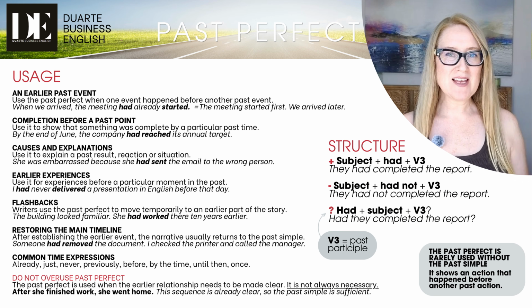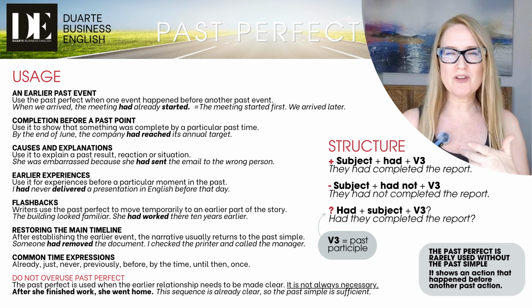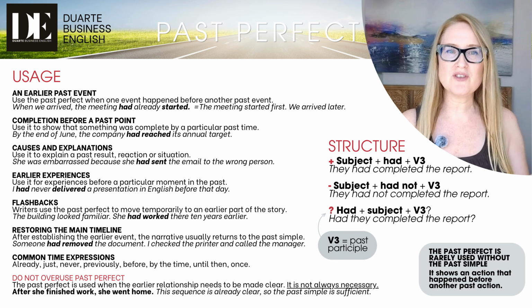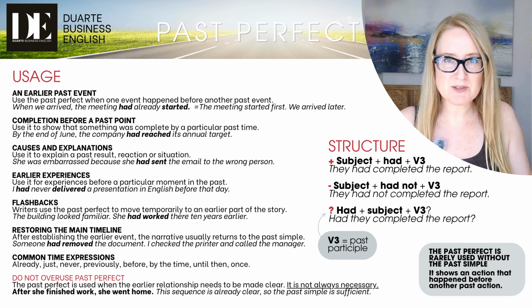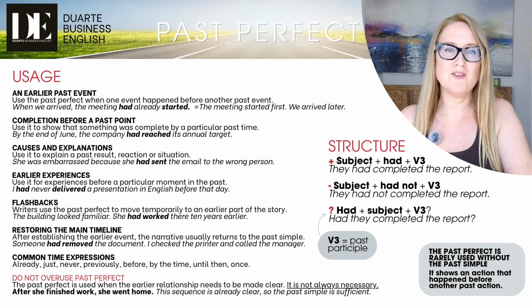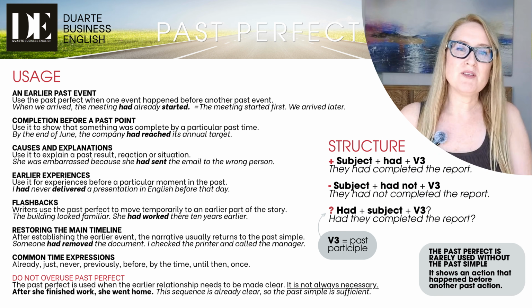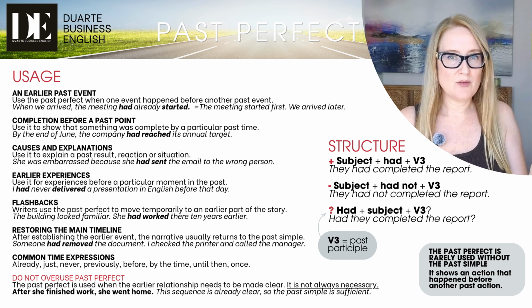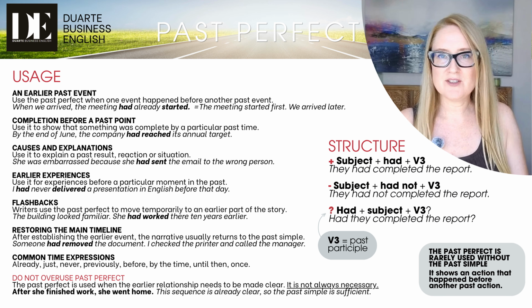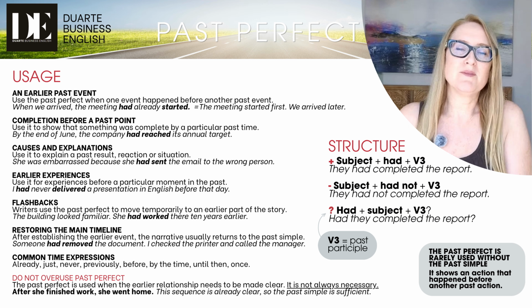Now we're here with past perfect. Now, first of all, let's go over a little bit of the structure of this. The core structure here is subject, had, verb 3. Verb 3 is your past participle, just that third column of verbs. So they had confirmed the report. They, subject, had, always need had, confirmed, that's your past participle, verb in the third form, the report.